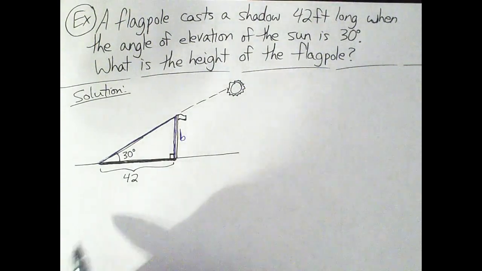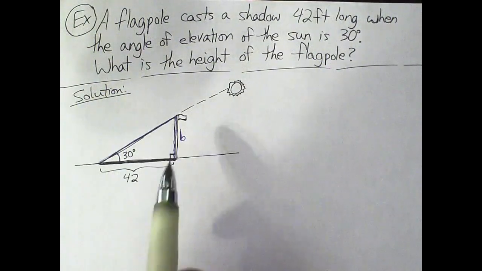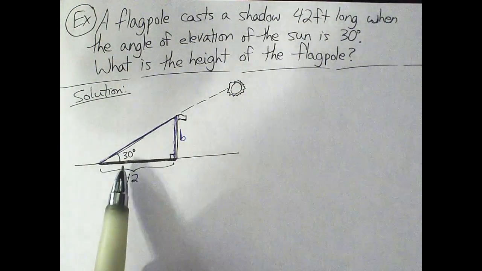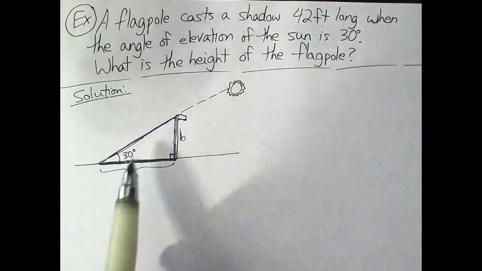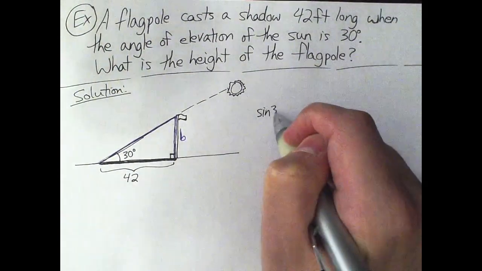Let's think about this. We want to find a missing side length. If we had two side lengths, we could find the third one, but we don't have that. So we need to resort to that idea of using trig values that we know. Maybe we could use sine of 30 or cosine of 30. So here's what I'm going to say. Let's try sine of 30 degrees.